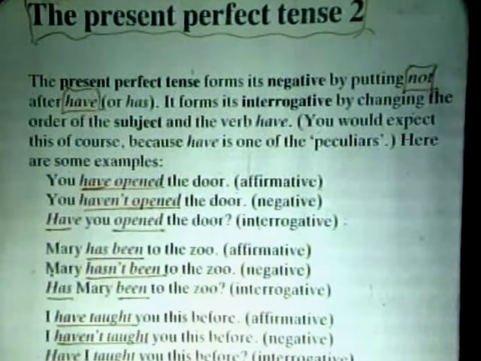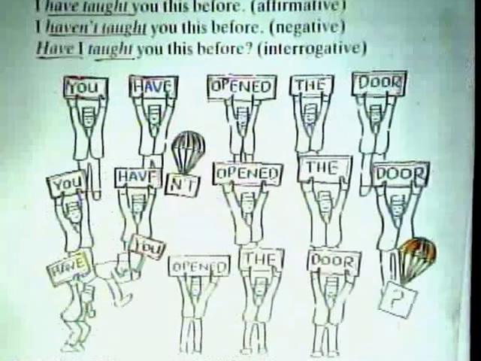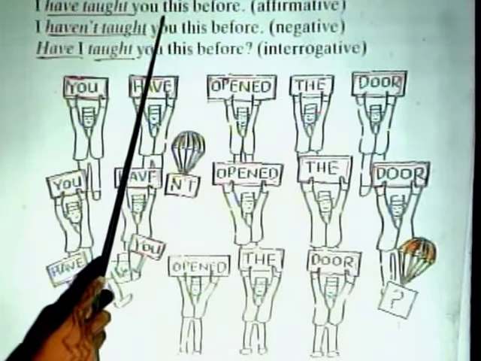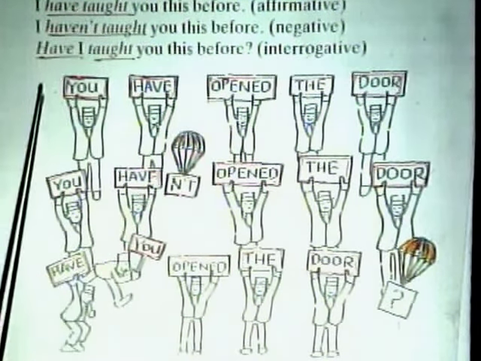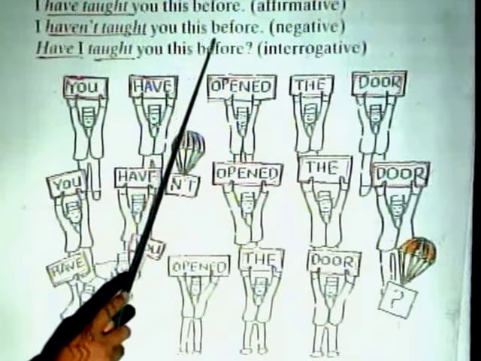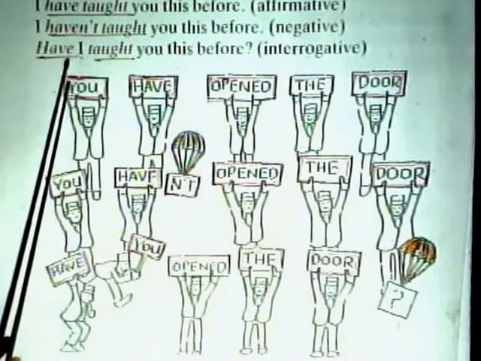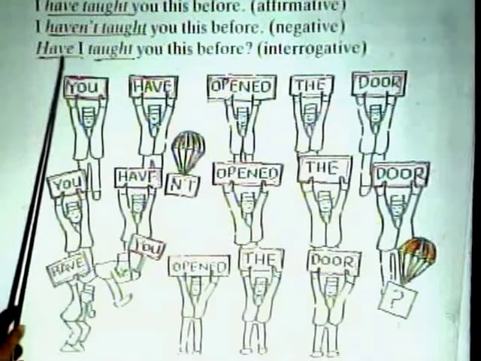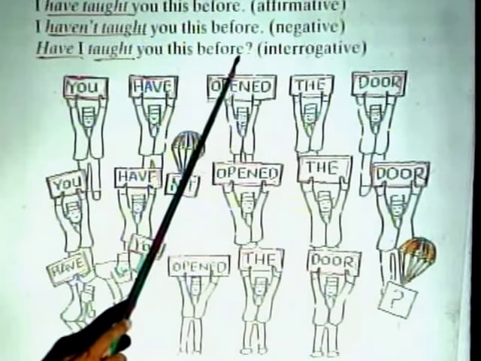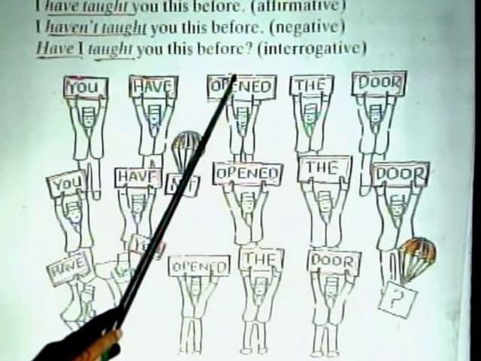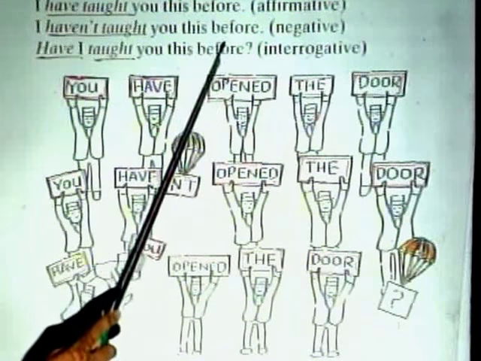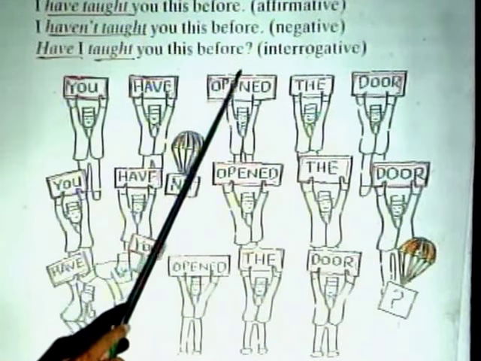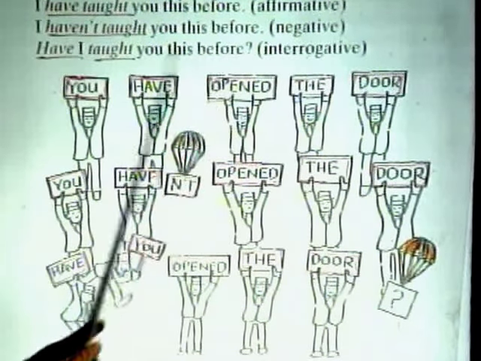Then let us come to the third example here. I have taught you this before, affirmative, and again, I haven't taught you this before, negative. And the interrogative: have I taught you this before? So once again we have followed the same rule for the negative and interrogative.